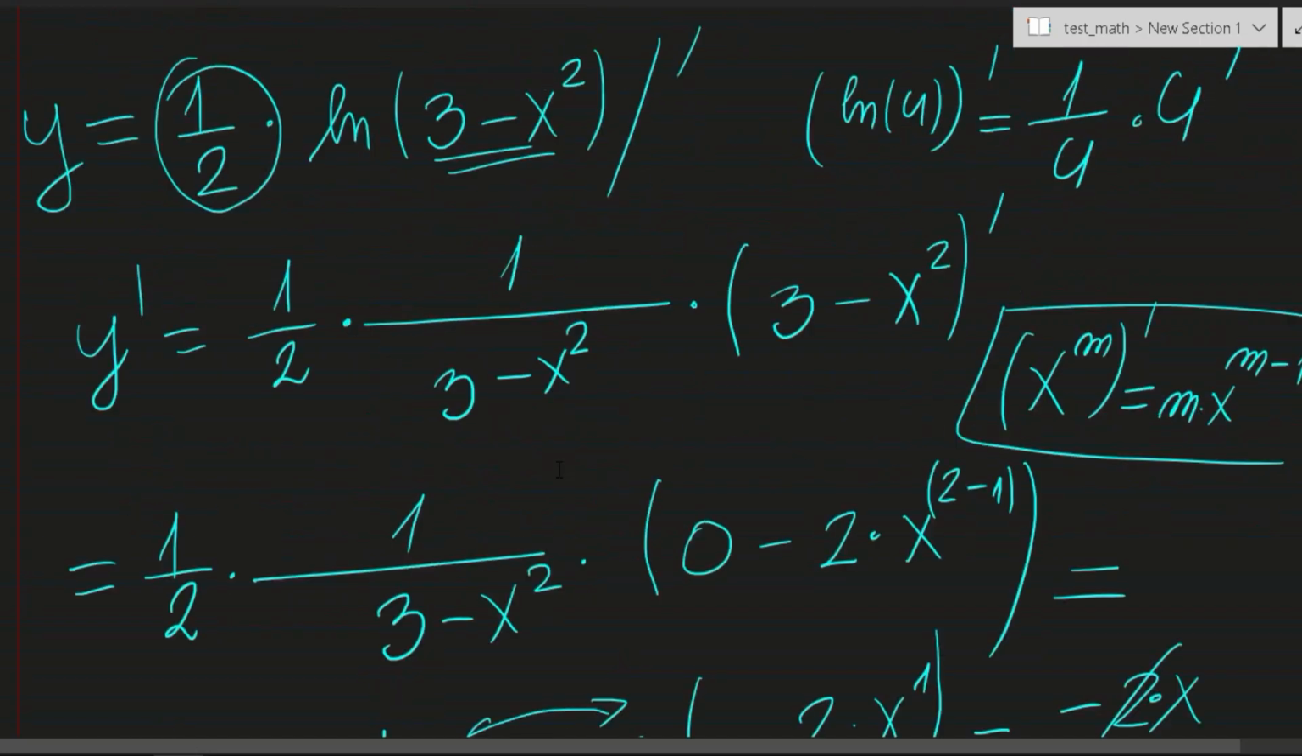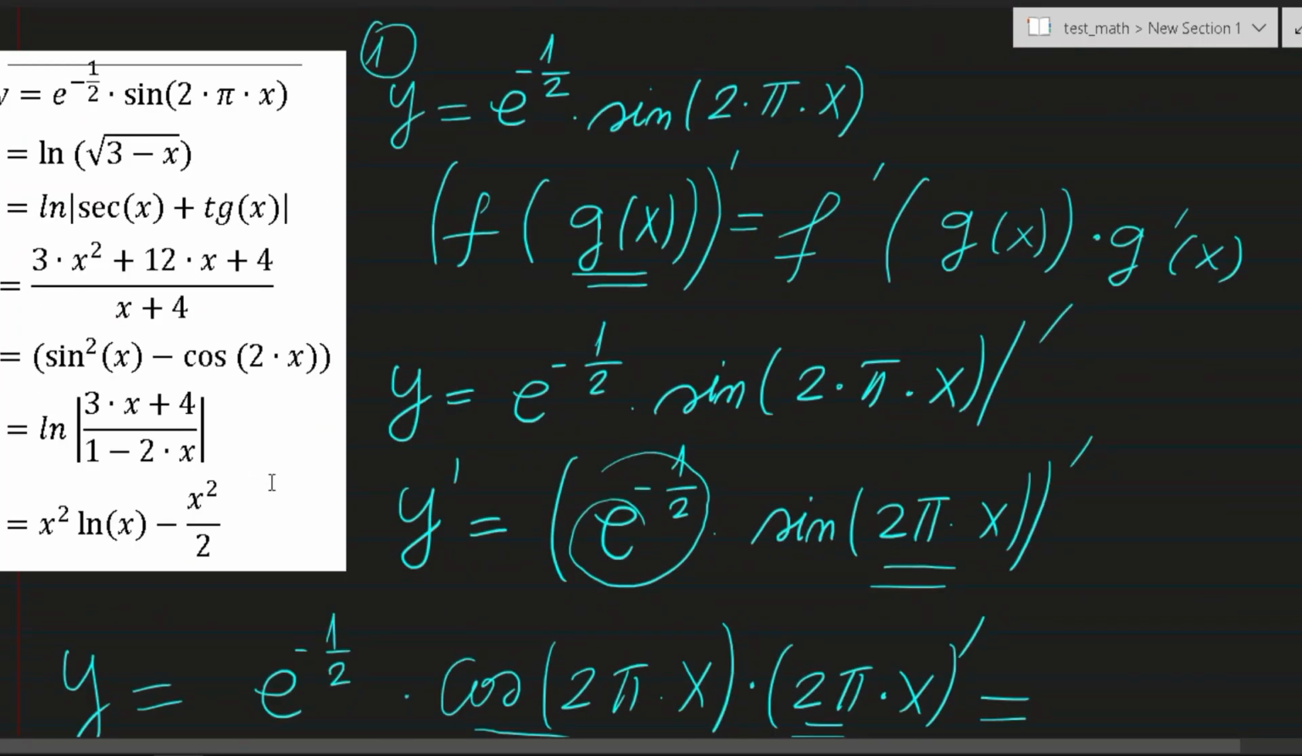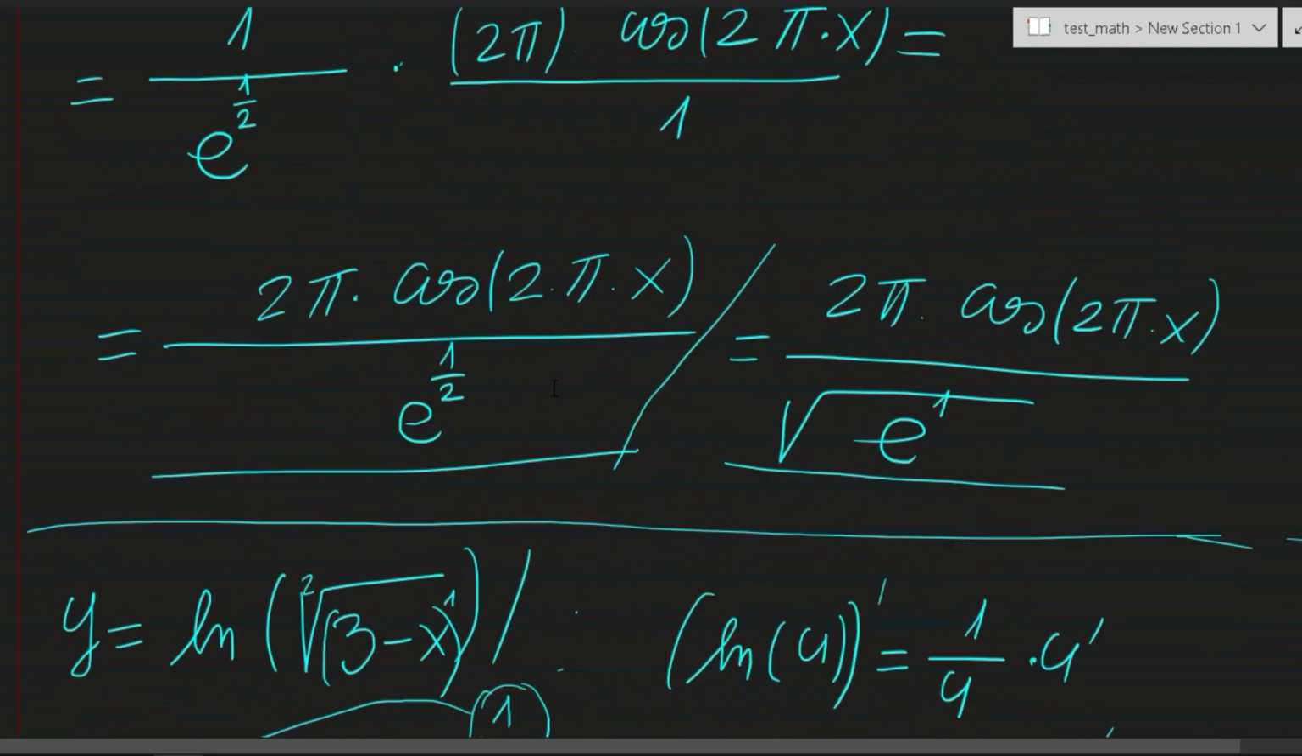And this is the result. Now we are going to solve another one. What we have: ln, the absolute value. The reason why we have the absolute value is because this trigonometric expression must be all the time positive. If this is negative, the absolute value will convert it to positive. Now secant and tangent.